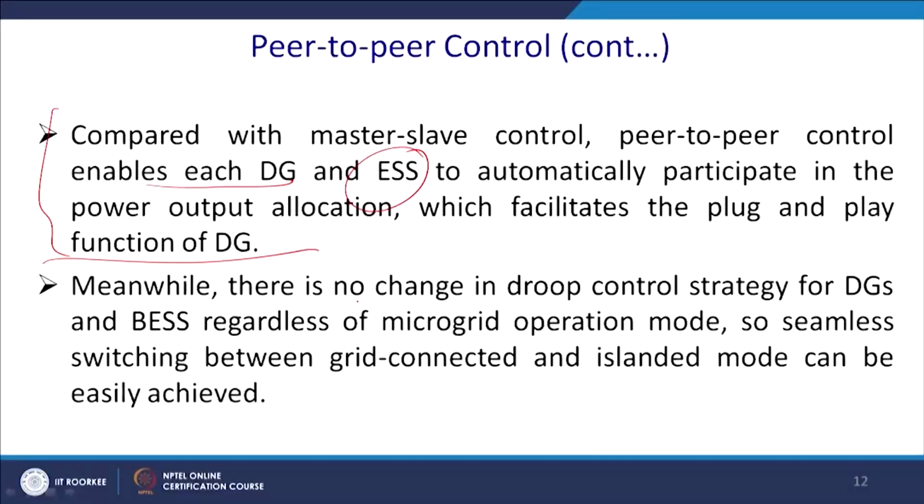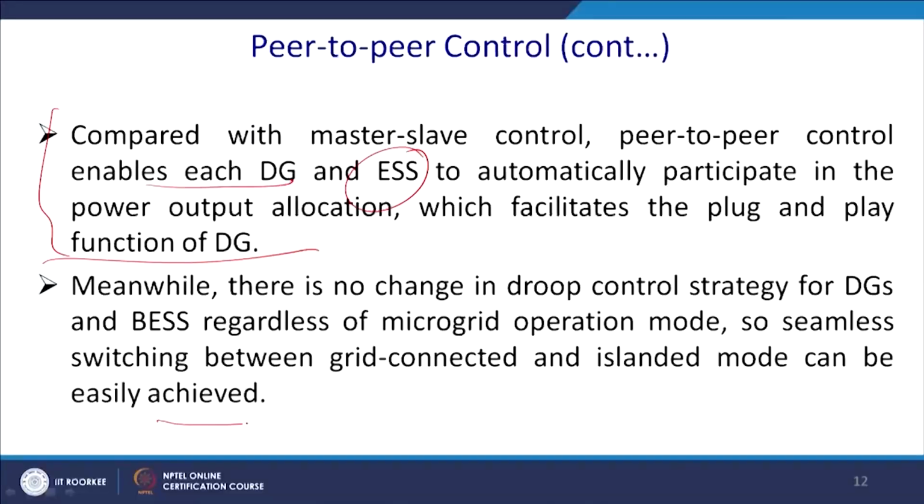So, the master control has to accept those communications, and we have to have a processing unit, and thus it will take time to establish control and monitor. Meanwhile, there is no change in droop control strategy for distributed generation and the energy storage, that is BESS, regardless of the microgrid operation mode. So, whether it is in islanding mode or on grid, it does not matter; droop control will work according to the local frequency.